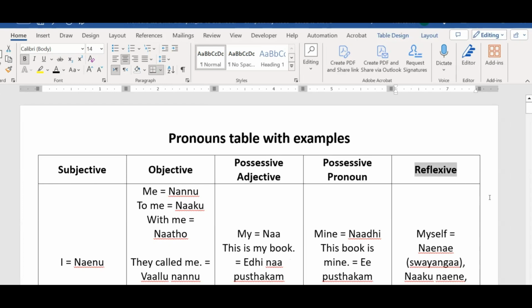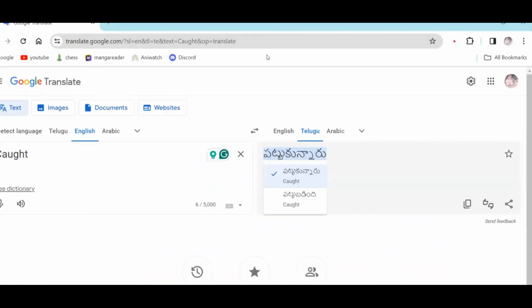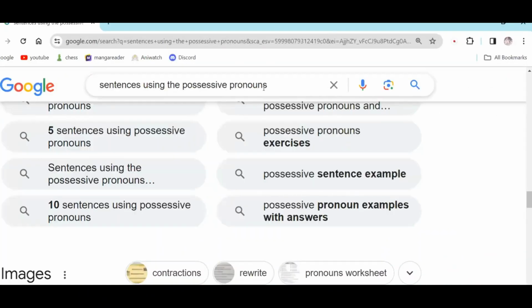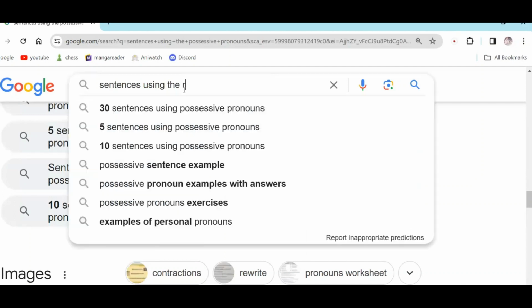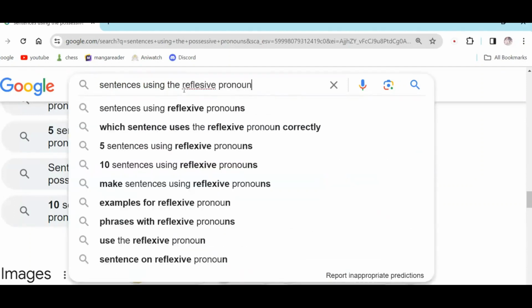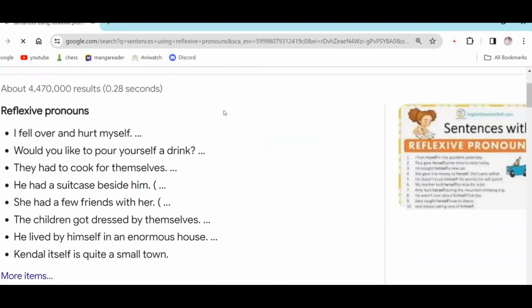Okay, reflexive. I think we earlier discussed something. Did we discuss, Andy? No, sir. We haven't discussed. Yeah, this is a little advanced stuff, but I will give you some example sentences, so you will understand what it is. So now I will write here sentences using reflexive pronouns. It is a little complicated to advance, but with some simple examples, it will be easy for you to make sentences.